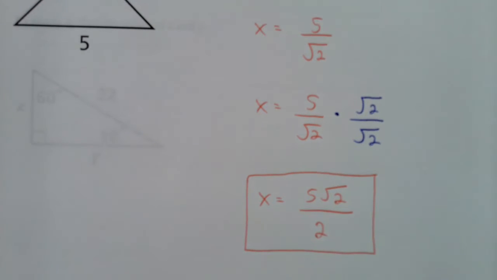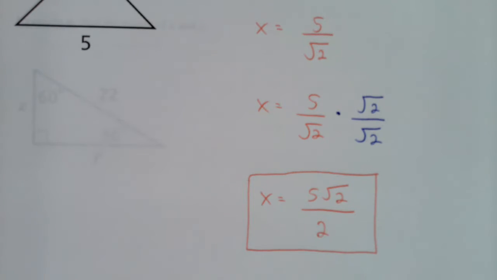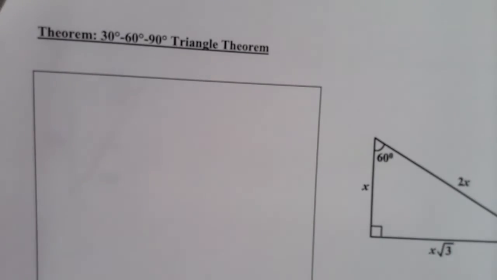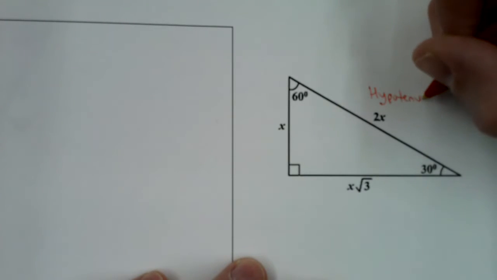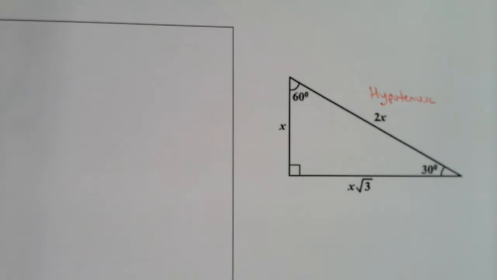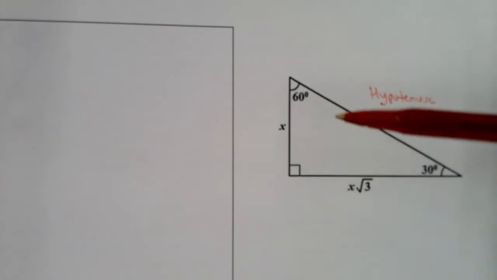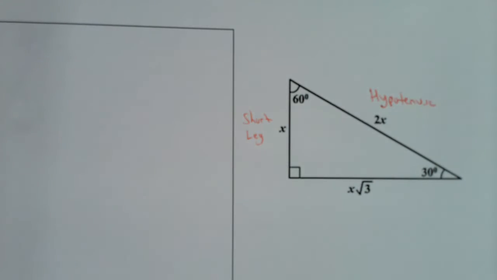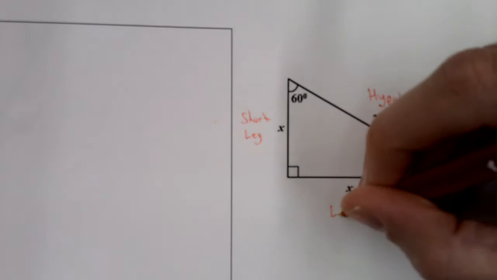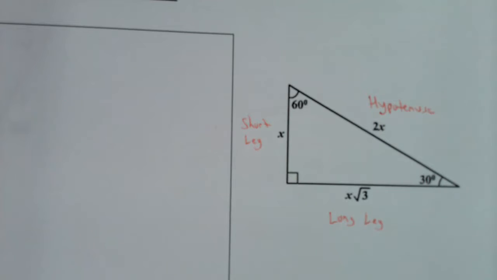Okay, so the first 2 pages were 45, 45, 90 triangles. Now we're going to move on to our second type of special right triangle, called a 30, 60, 90 triangle. So really quick before I give you the formulas that you need, remember the side across from the right angle is called the hypotenuse. Remember, bigger sides are across from bigger angles. So our 2 remaining angles are each going to be called legs. But the side across from the 30-degree angle is going to be called the short leg. And the side across from the 60-degree angle is going to be called the long leg. You can tell by looking at it that that leg is longer than the other leg, okay?